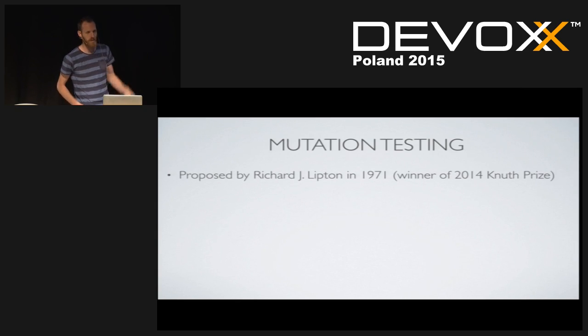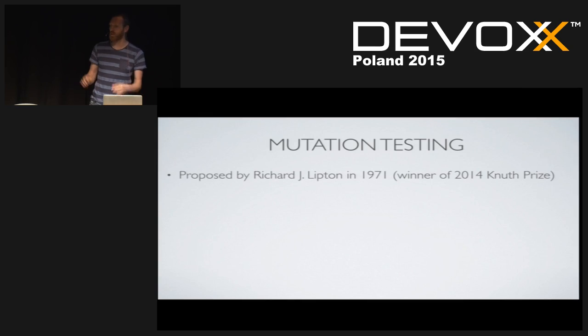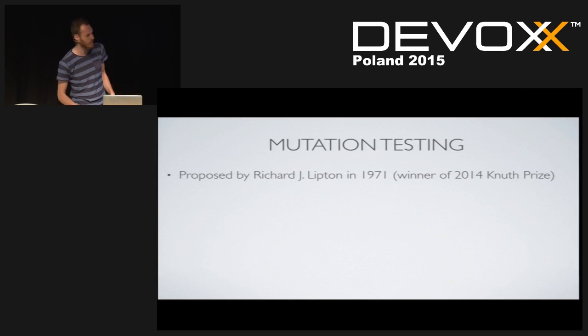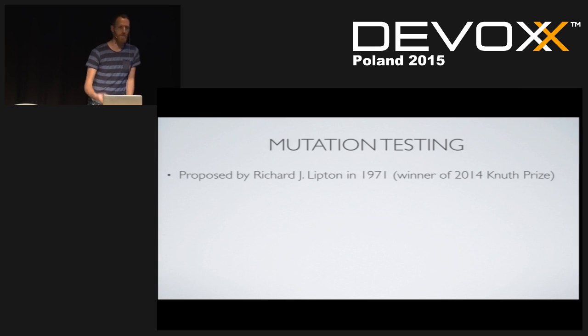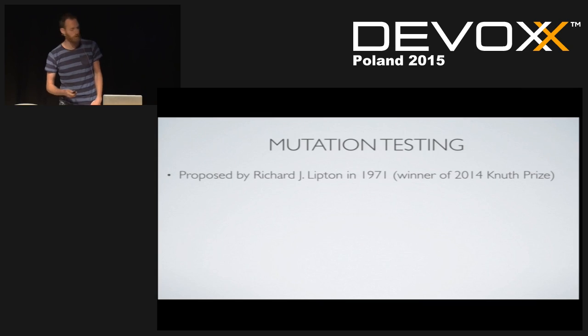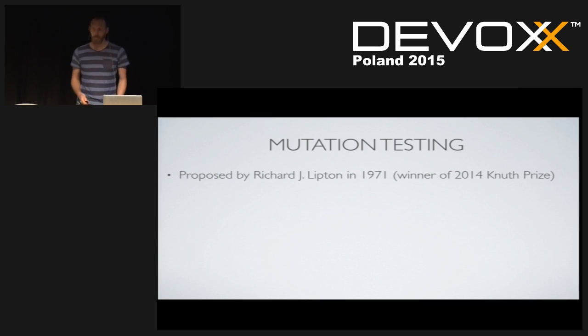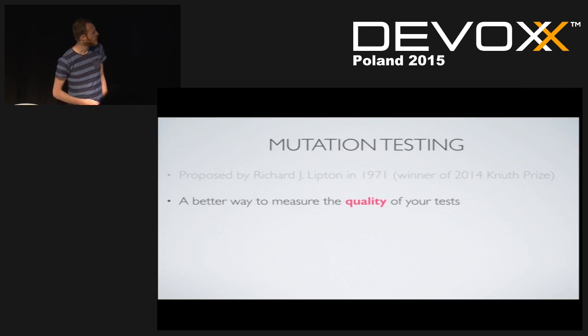And actually, you hear that a lot, right? Functional programming is hot. It was invented in 1970. Mutation testing is now, "Ooh, we can finally do this." It was 71. I don't know what they were doing in the 70s. Actually, I do, but that was a good time. So what is it? It's a better way to measure the quality of your tests.